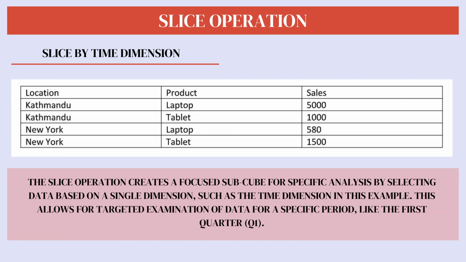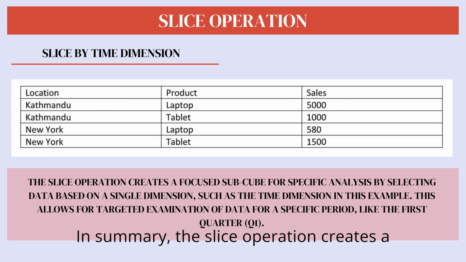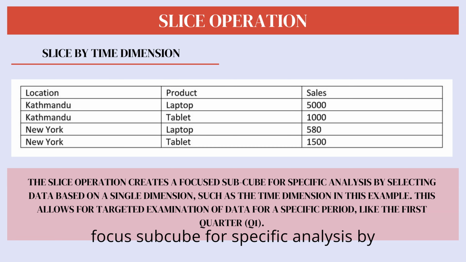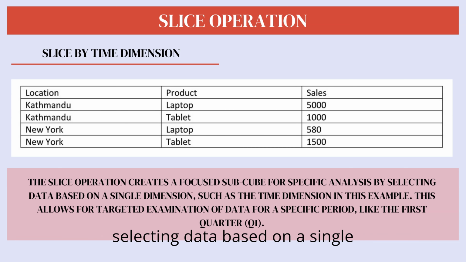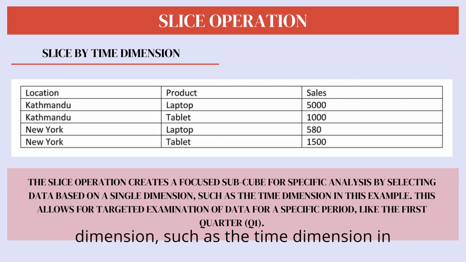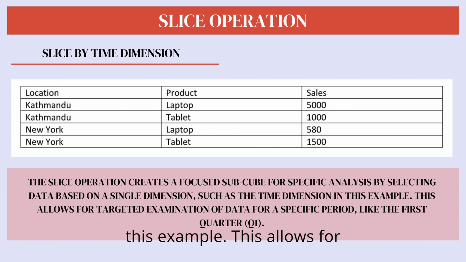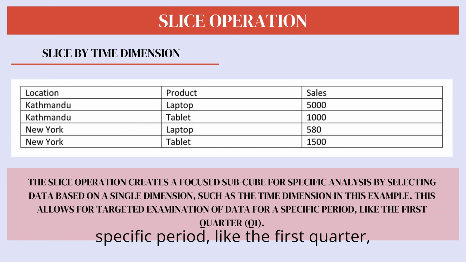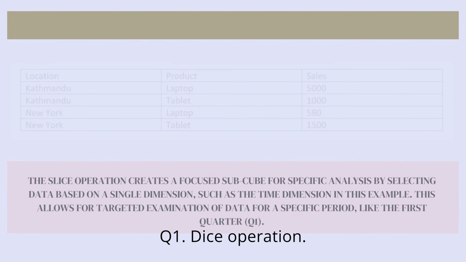Sliced data cube. In summary, the slice operation creates a focused subcube for specific analysis by selecting data based on a single dimension, such as the time dimension in this example. This allows for targeted examination of data for a specific period, like the first quarter, Q1.